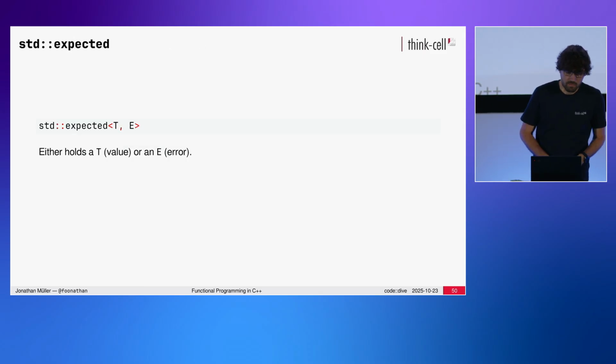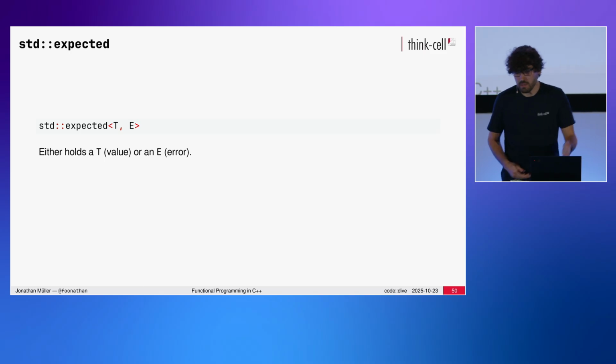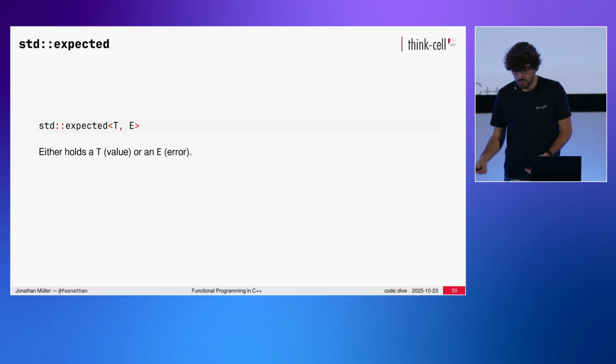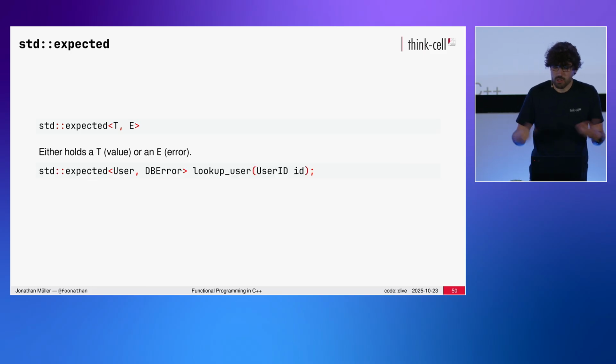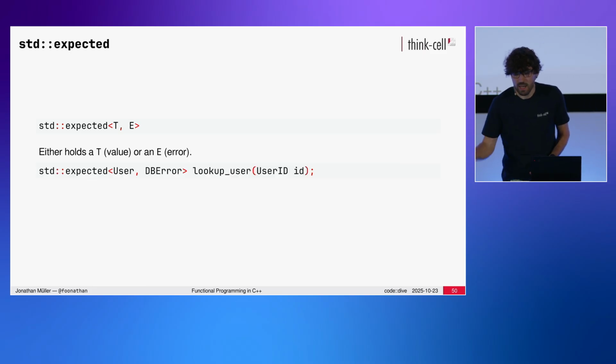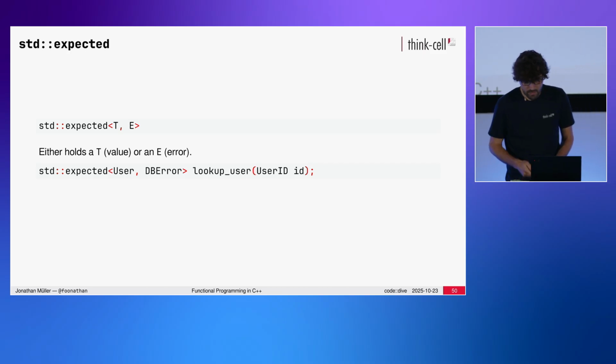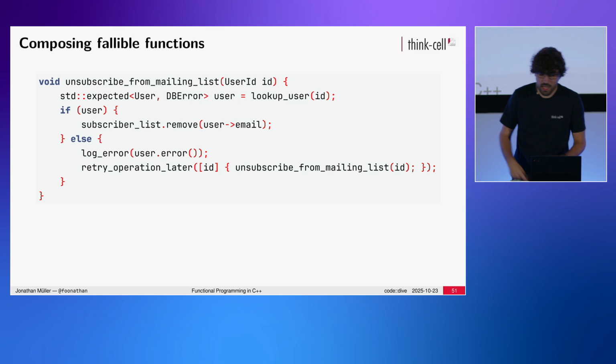So we need to represent failure as a value and not as an exception, and we can use std::expected. So std::expected either holds a T, in which case it holds a value, or it holds an E, in which case it holds an error, right? So we can imagine that our lookup user function, given a user ID, either gives us a user or a DB error, by using expected.